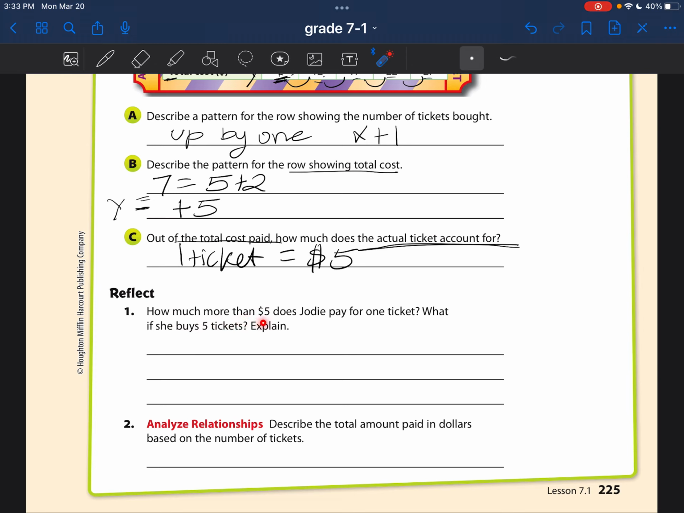Let's go ahead here. How much more than $5 does Jody pay for one ticket? What if she buys 5 tickets? Let's only look at that first part. How much more than $5 does Jody pay for just one ticket? We already know that she has a $2 convenience fee.